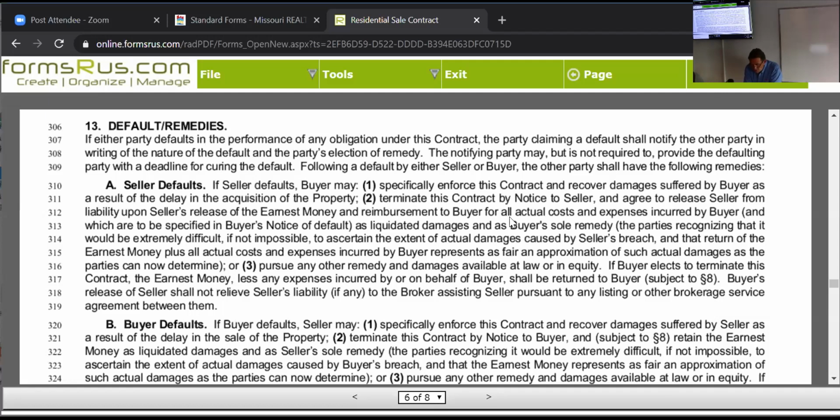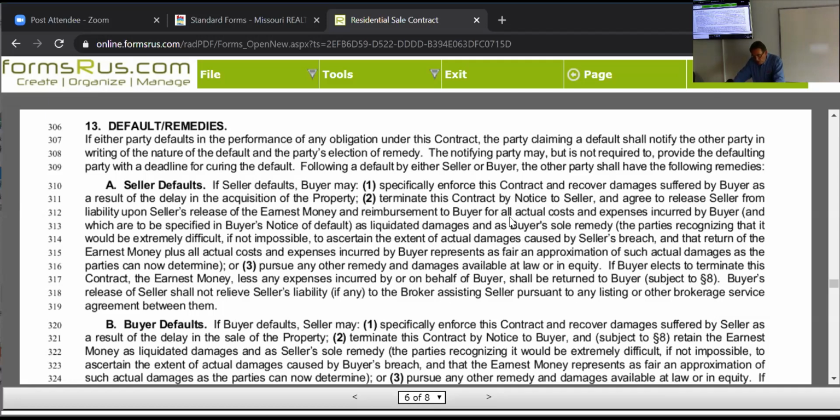Or two, if the seller defaults, terminate this contract by notice to seller and agree to release seller from any liability upon seller's release of the earnest money and reimbursement to buyer for actual costs. So the buyer is going to have inspection costs, they're going to have loan costs, they may have additional rents. Those are specific costs that you could charge in lieu of going to court. Or three, my favorite, pursue any other remedy and damages available at law or in equity. In other words, I'm coming after you and I want everything.